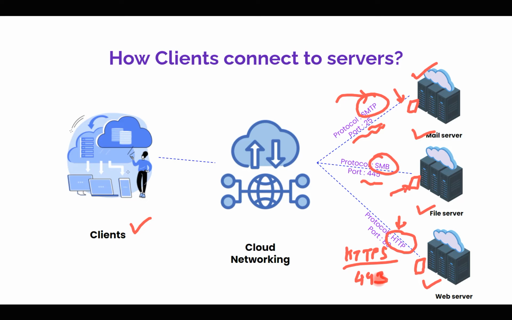So this is how our client machine can access these services, which are hosted on the server, through the cloud network. But it requires some additional information like protocols, ports, gateways, and subnets, whatever is related to your server. That is required to be understood by this client machine. So this is how our client machine connects to the server.